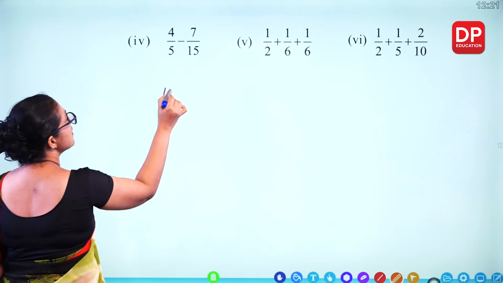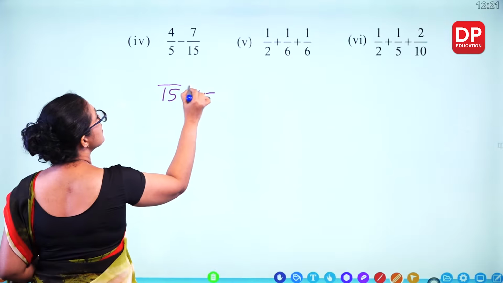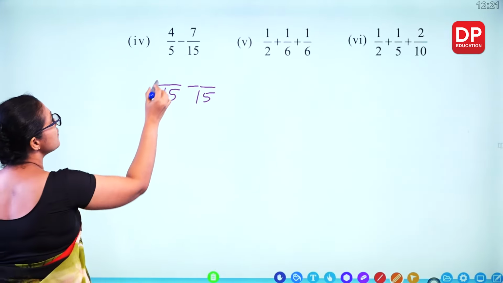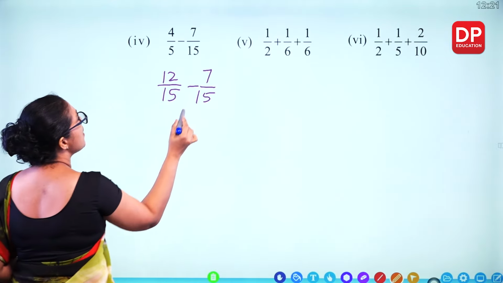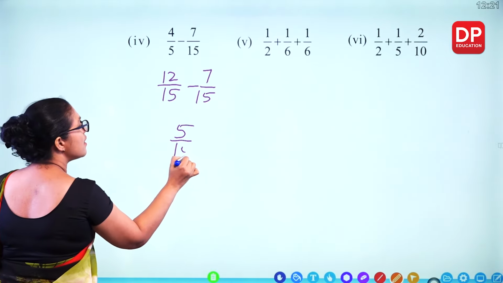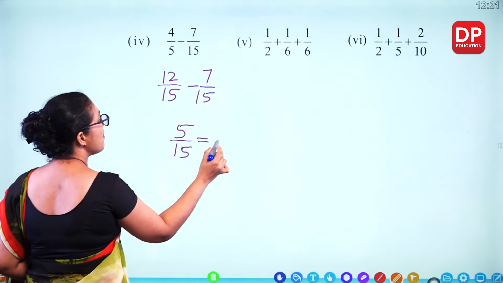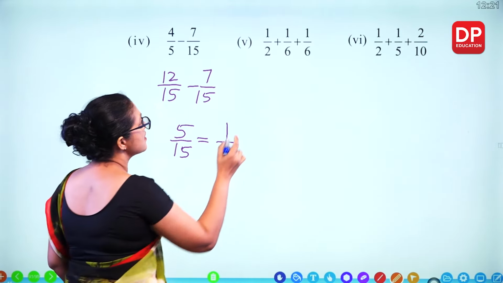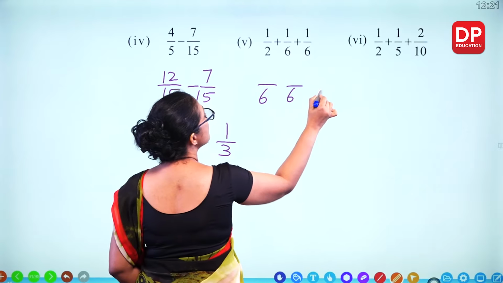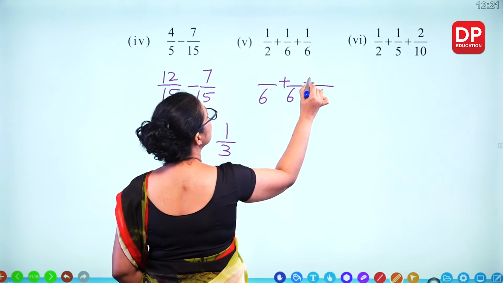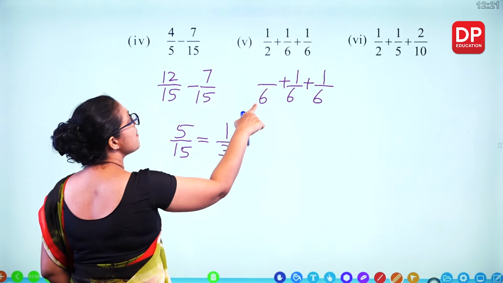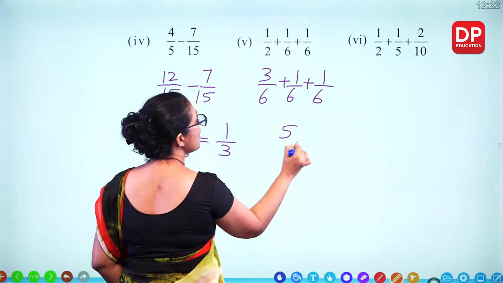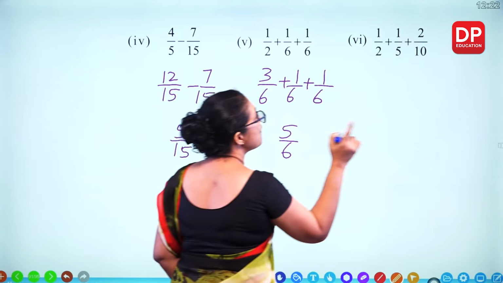5 and 15. Common one is 15. Now subtract. This is multiplied by 3. 3 times 4, 12. 12 minus 7, that's 5. Now you can simplify further. Divide by 5, you get 1/3. 2, 6, 6. That means convert everything to 6. Multiply this by 3. You get 3. 3 plus 1, 4. 4 plus 1, 5. 5 over 6.